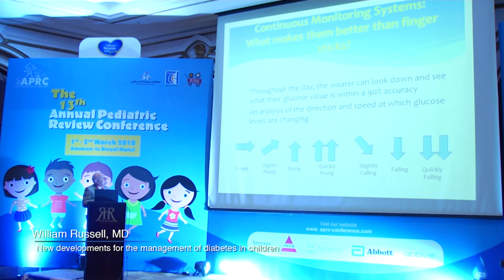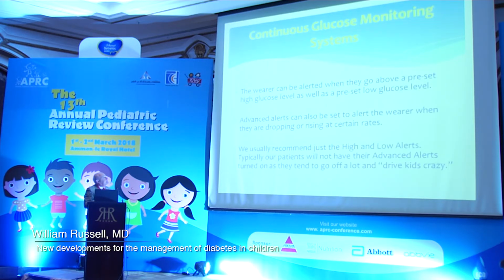Let me just show you, the advantages of these CGMs is that they'll not only tell you what your subcutaneous glucose is, they'll give you trends. They analyze the trend, and they'll tell you it's steady. It's typically arrows: horizontal arrows, arrows slightly rising, quickly rising, slightly falling. It gives you trends, and it can predict low blood glucoses.